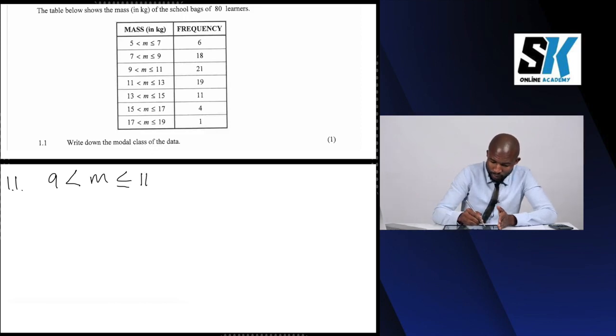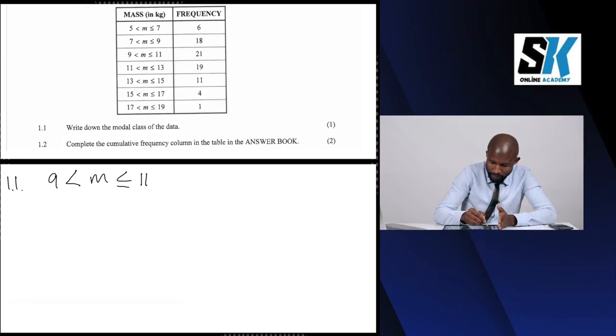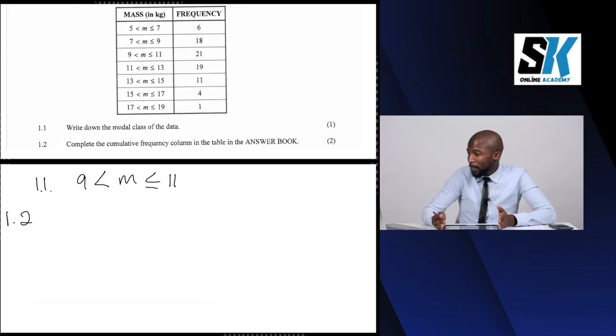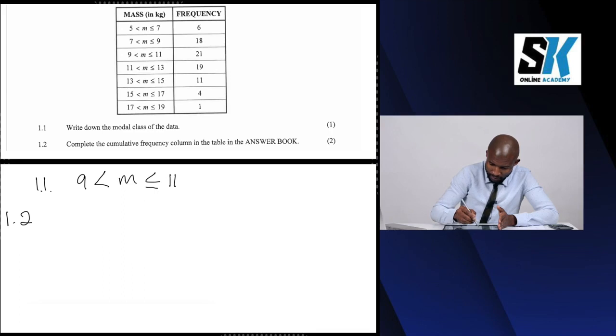And then in 1.2, it says complete the cumulative frequency column in the table in the answer book. We don't have an answer book, so I'll just sketch a column here on the pad, and then we will do the cumulative frequency. To get the cumulative frequency, let me do a simple sketch. I'm going to have the original frequency.